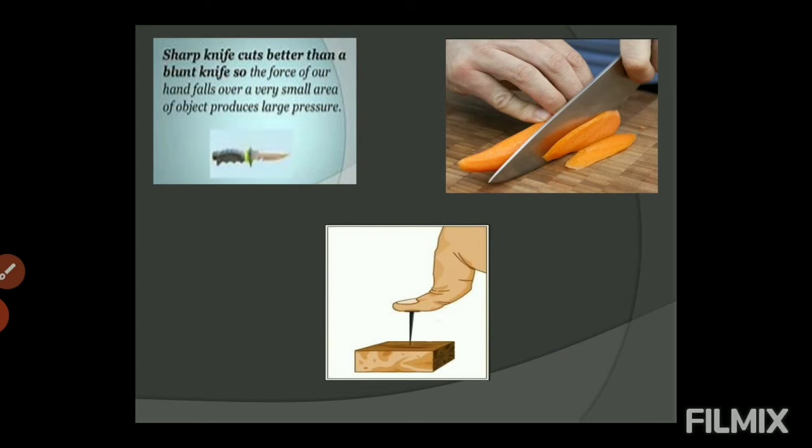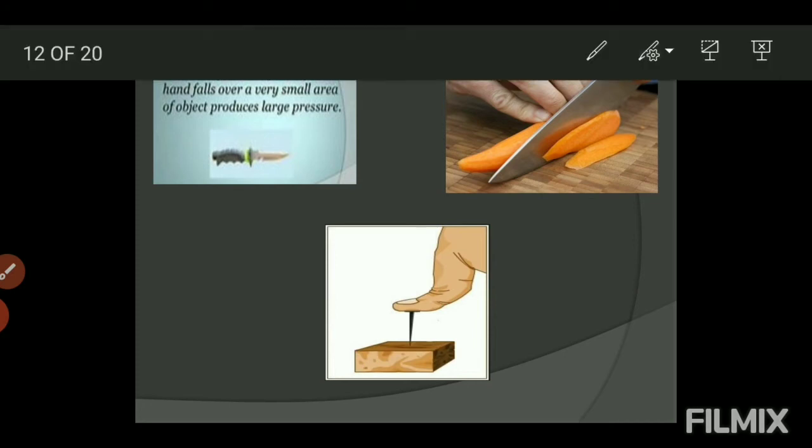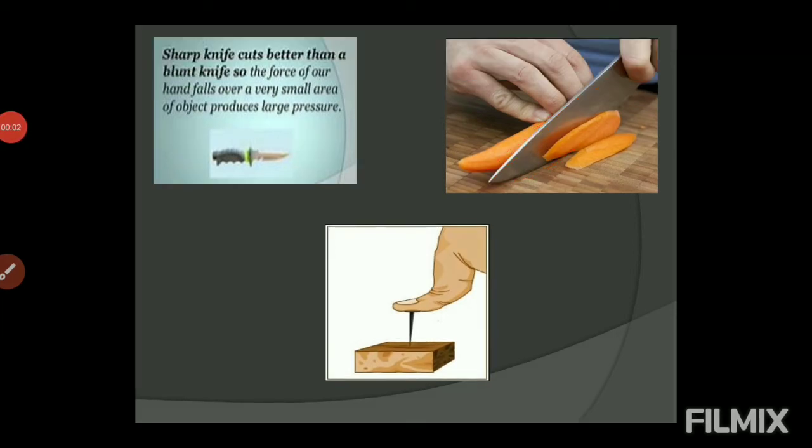Let us understand the second factor once more with another example. Say if you are told to cut the fruits, you choose a sharp knife or you choose a blunt knife? Yes, you choose a sharp knife. Why? Because the surface area of a sharp knife is less and the surface area of the blunt knife is more. So when the surface area is more, the pressure applied will be less.